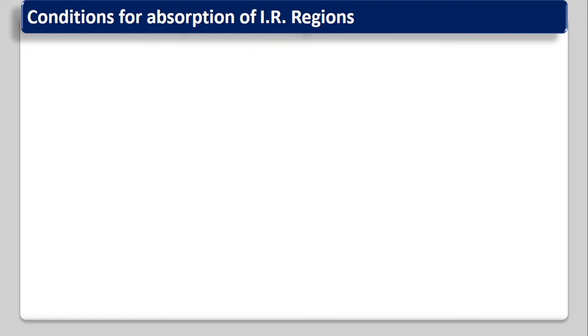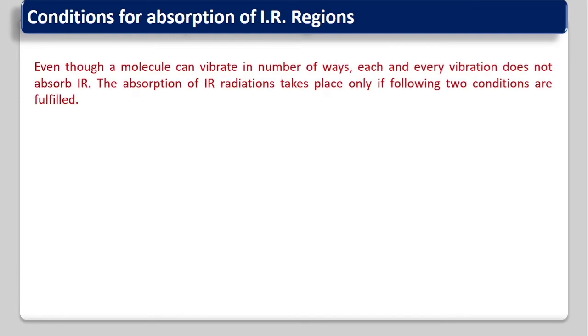Now we will see the conditions for the absorption in the IR region. As we know, the molecule can vibrate in a number of ways, which depends upon how many types of atoms are there and what is the geometry of the molecule. But each and every vibration does not absorb radiations. There are so many fundamental modes of vibrations, but the absorption of radiations takes place only if the following two conditions are fulfilled.